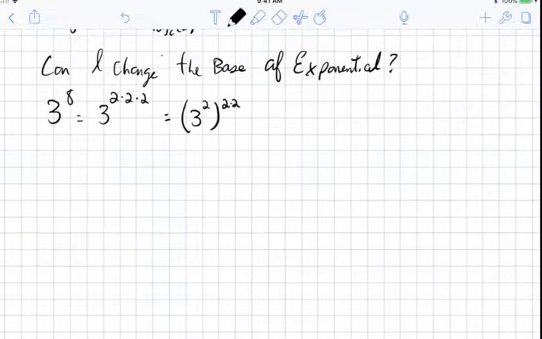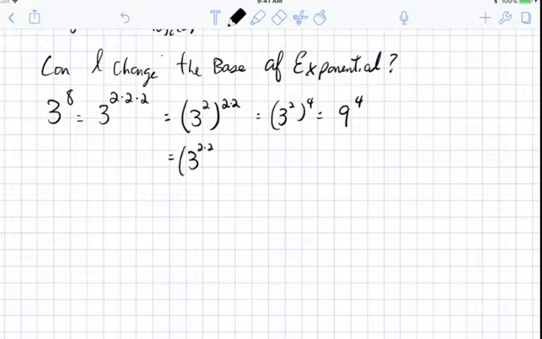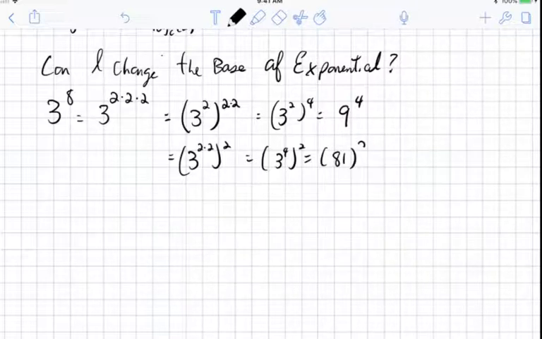So 3 to the power 2 to the power 4. What's 3 to the power 2? 9 to the power 4. Right? Alternatively, if I wanted, I could have rewritten this as 3 to the 2 times 2 to the power 2, which is 3 to the 4 to the power 2, which is 81 to the power 2. Which is fine. These all correspond to the same number.